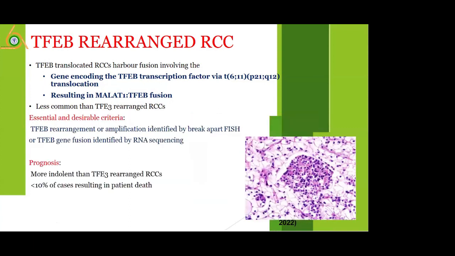Next, yeah. So again, you can do either TFEB IHC. If you don't have IHC, go straight away for the break apart FISH for TFEB, which will show 611 fusion. And if you still want to confirm, you can go by TFEB gene fusion by RNA sequencing. They have a better prognosis than TFE3 in RCC.